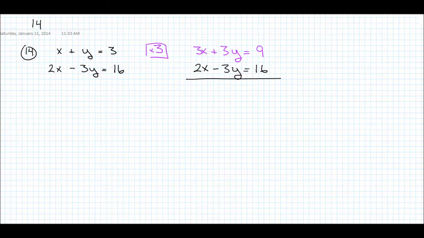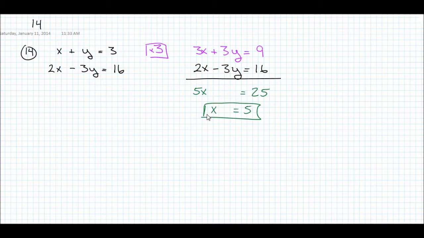3x plus 2x equals 5x. 3y minus 3y, it goes away. And 9 plus 16 equals 25. So we're going to divide each side by 5, because 5x equals 25. Divide it by 5, and we're going to get x is equal to 5.